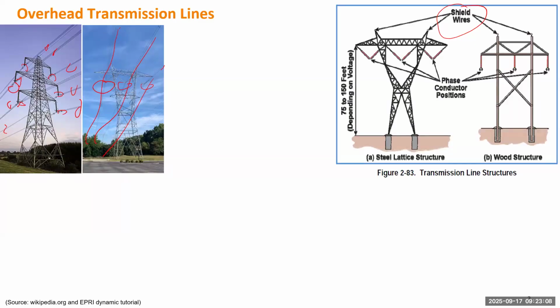So you can recognize which is the shield wire and which is the transmission line by identifying the insulators. And the size of the insulator tells the voltage of the lines.